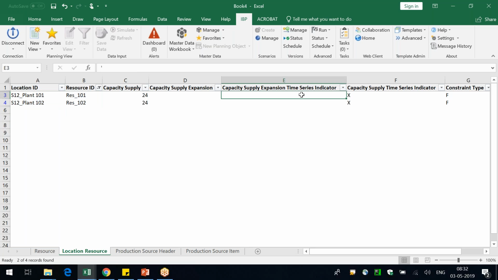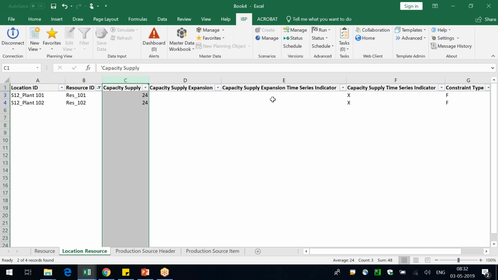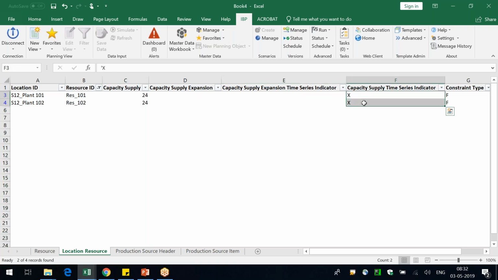You remember the time series indicator, the master data element? When you say it is a time series indicator, that means the planner can maintain a time series value. Here capacity supply is 24, meaning 24 hours, and it remains 24 across the time horizon because it's a master data element and a static value. But the moment I maintain X here, I'm saying the capacity supply is time series indicated. That means we're telling supply planning, please don't read the capacity supply from the master data element.